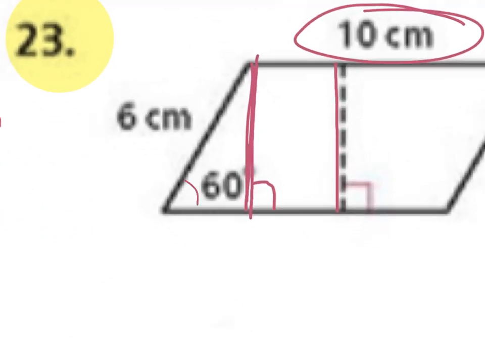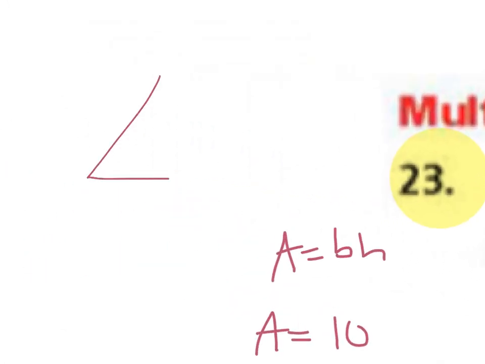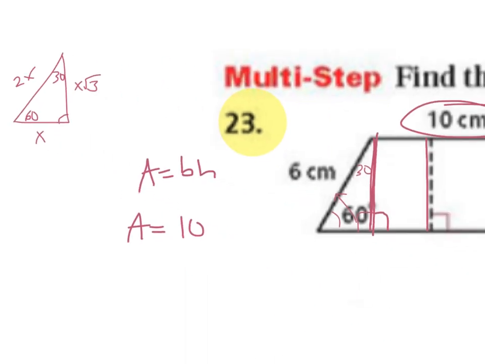So here we have a 30, 60, 90 triangle. I'm going to draw a 30, 60, 90 over here. So if we have 60, 30, and 90, opposite of the 30 is x, opposite of the 60 is x square root 3, and opposite of the 90 is 2x. So here, opposite of the 90 is 6. So 6 is going to be equal to 2x. So we divide by 2. So we get x is equal to 3.